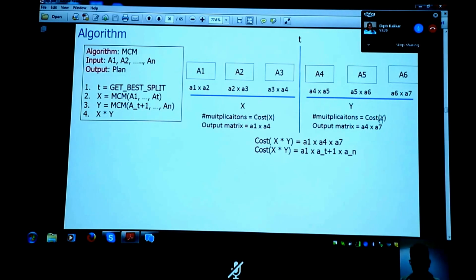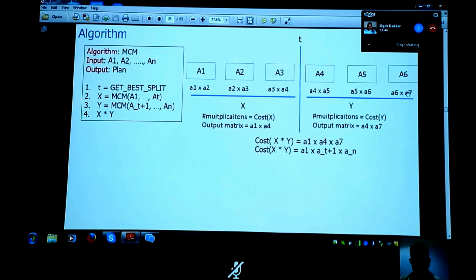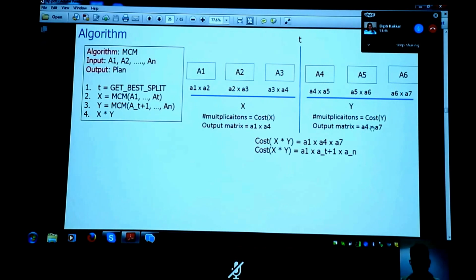Now we have to multiply these two outputs, x and y, right? The output of this x and this y. Now, what is the cost of multiplying this x and y? How does x look like? This output x will be an A1 cross A4 matrix, the first and the last. And this will be an A5 cross A7 matrix, right? So the cost of multiplying these two would be A1, A4, A7.